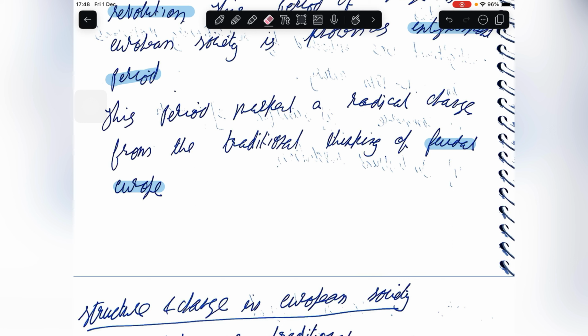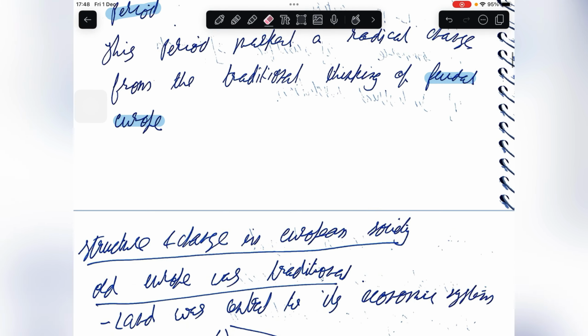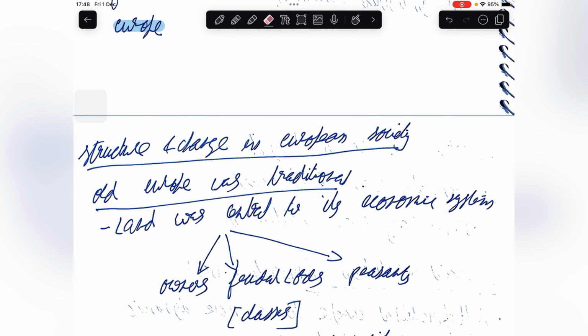This period marked a radical change from the traditional thinking of feudal Europe. So basically what modernity is, is change from the traditional. That's what modernity means. So let's talk about how traditional Europe was and the changes that were brought in Europe that made it modern. So, structure and change in European society.